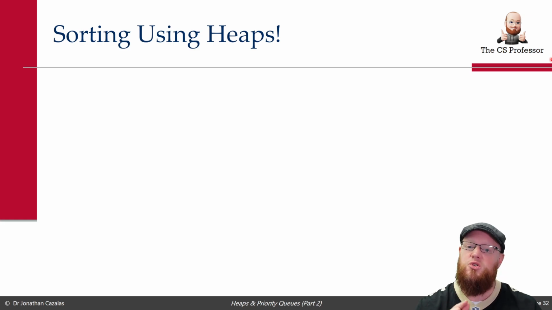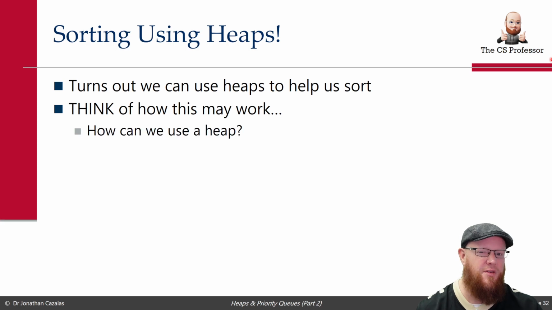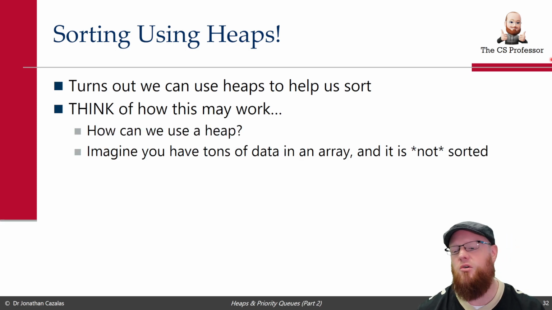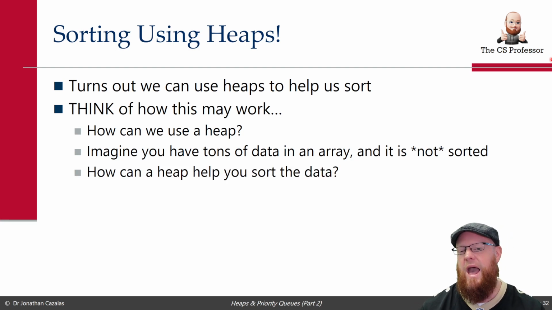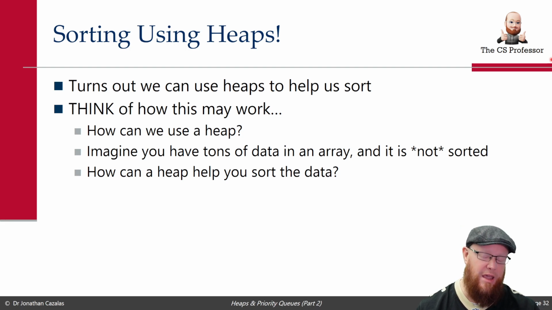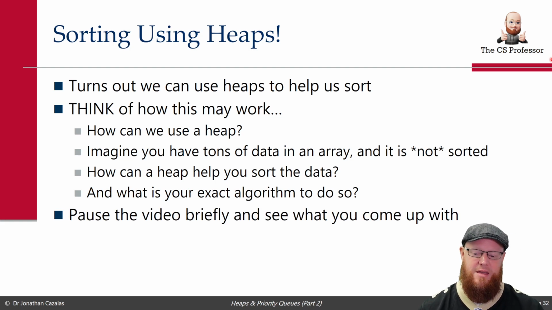Final thing, sorting using heaps. It turns out we can use heaps to actually help us sort. Think of how you would make that happen. How can we use a heap? Imagine you have tons of data in an array. Not tons, I'm going to give you an array with 1,000 values. And these values are not sorted. How can you use a heap to help you sort that data? What would be your exact algorithm to make that happen?